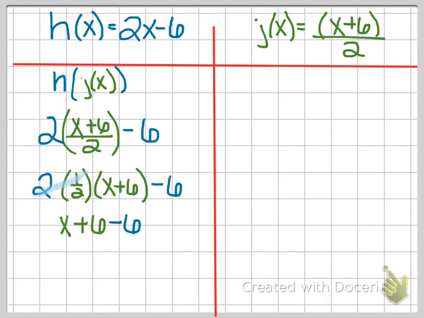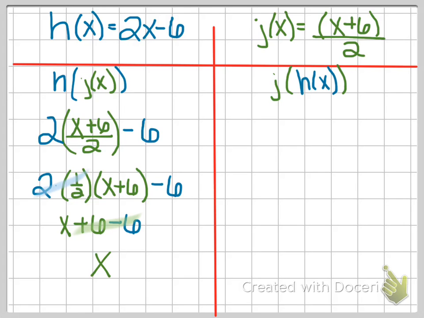So I'm going to rewrite my problem. x plus 6, take away 6. But I see that that also is the additive identity. That creates 6 zero pairs, and I'm left with x.